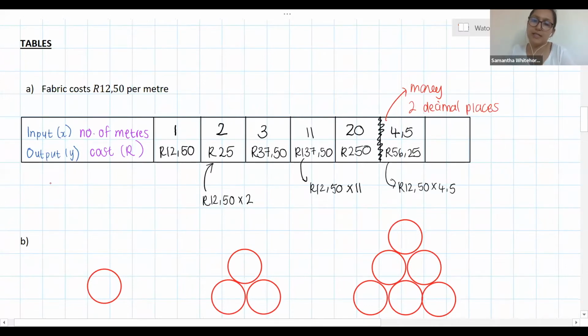Okay, so good, guys. As long as we can start to apply the pattern that we're seeing, and this is why we've been speaking about patterns so often, we can really determine the cost of any length of fabric that we want to buy.